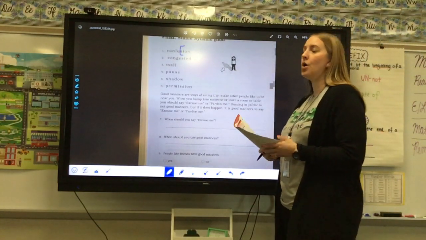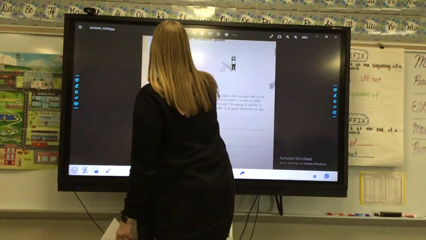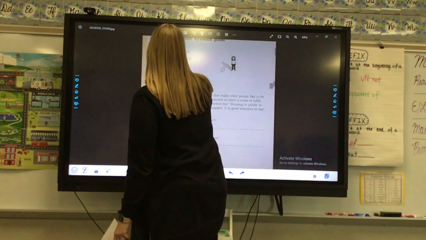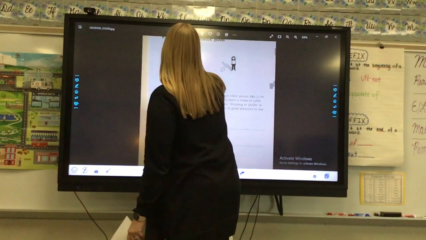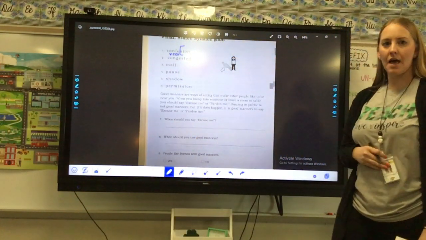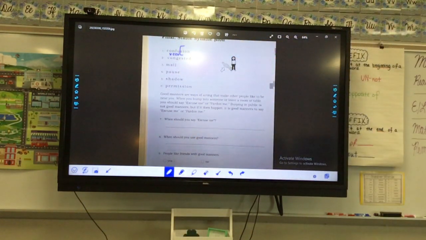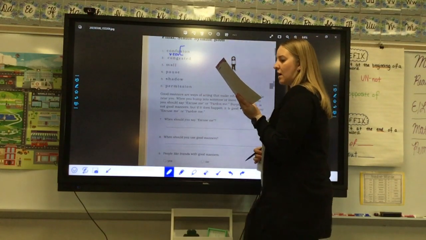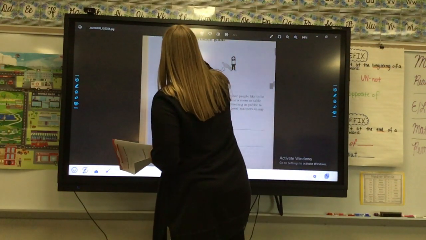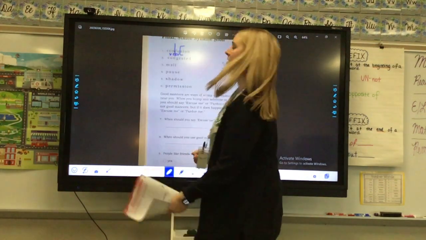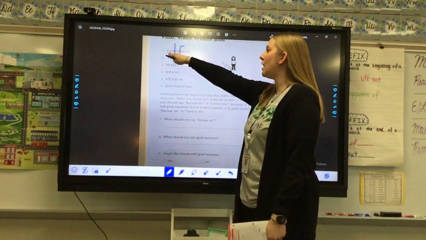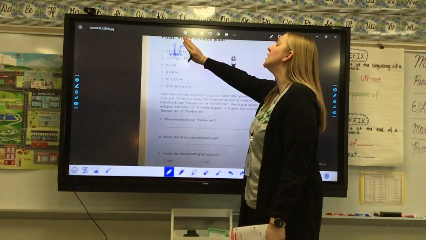And then we're going to code our vowels. So O is a vowel, U is a vowel, and then we have 2 consonants in between, C and F. Now we are going to break our word into syllables in between the 2 consonants. So we have con-fusion.